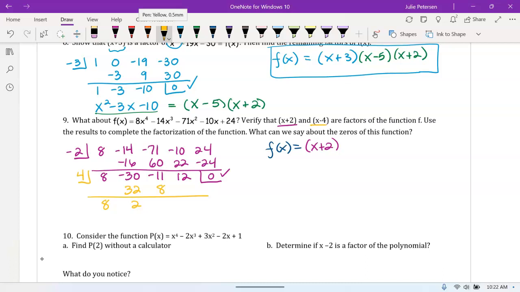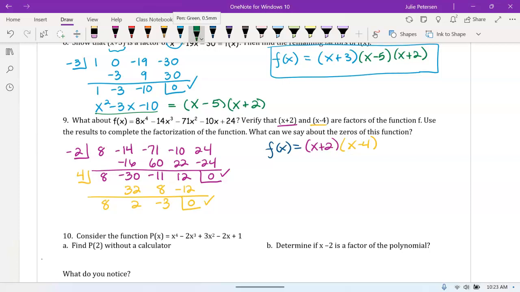4 times 2 is 8. When we add -11 and 8, we get -3. 4 times -3 is -12. And 0 is what we get for our remainder. Okay, so yes, we were supposed to get 0 because we said we know that's a factor, we're just verifying it. Alright, so I can confirm that x plus 2 and x minus 4 are factors.